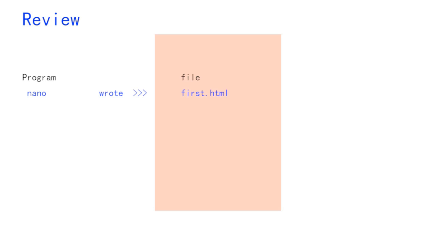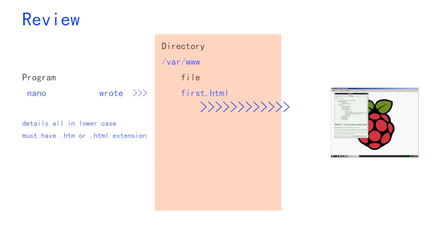Review. In this section, we generated our first web page. Nano wrote a file called first.html on the server in the directory /var/www. Nowhere else will do. The file name was all in lowercase and had to have the file extension .htm or .html to be seen as a web page. A browser ignores new lines and more than one space typed in at a time.